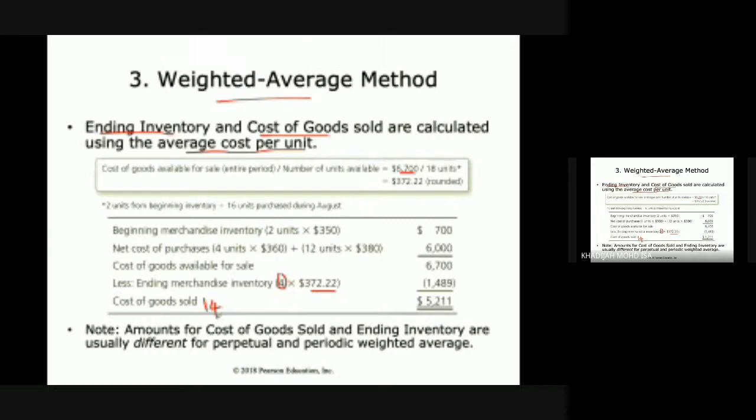Is there a question on this weighted average for your periodic? Anyone? Is that clear? Okay. Yes, madam.